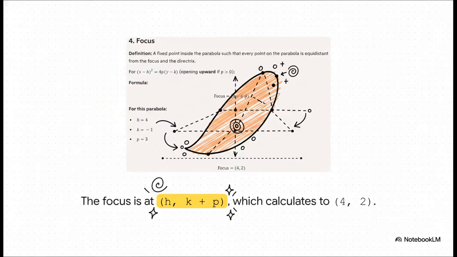Now for our all-important focus. Its location is given by the formula (h, k + p). We just plug in our 3 numbers. h is 4, k is -1, and p is 3. So, -1 plus 3 gives us 2. Our focus is right at the point (4, 2).